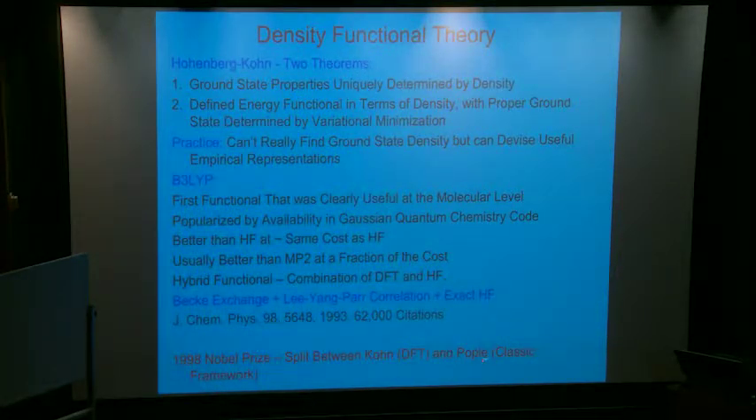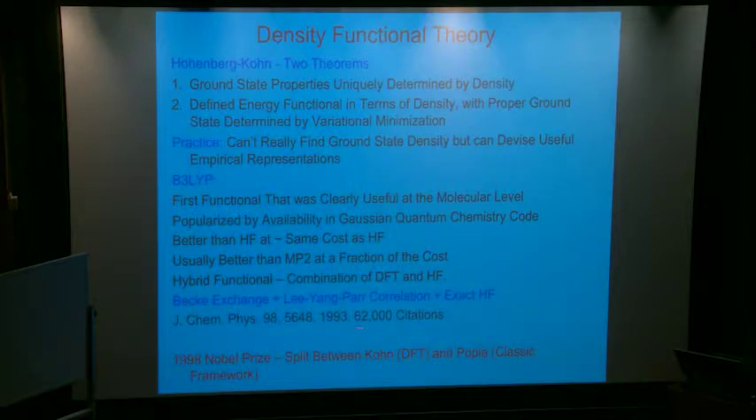I mentioned Pople got the Nobel Prize in '98. He actually split it with Kohn for these DFT developments, these theorems, and other work. B2PLYP and B3LYP are what are called hybrid functionals. They're a combination of density functional theory and Hartree-Fock. So you kind of take the best of both worlds. You do your wave function calculation and a density functional theory calculation.